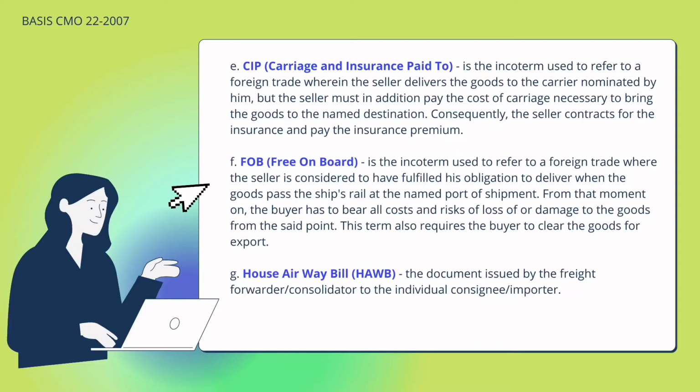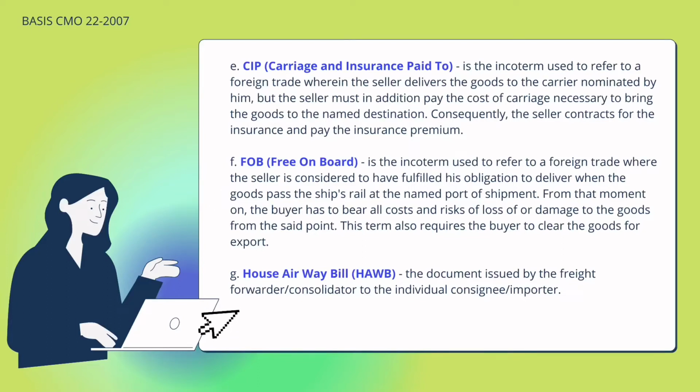So, ang kaning FOB, kay it is a shipping term used in retail to indicate who is responsible for paying transportation charges. It is the location where ownership of the merchandise transfers from seller to buyers.